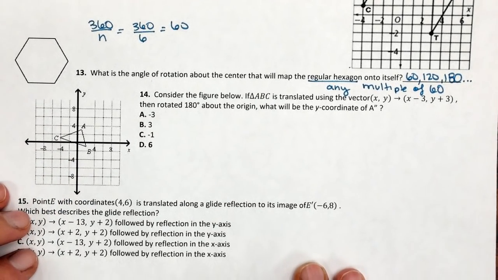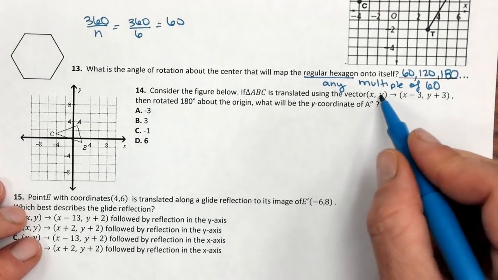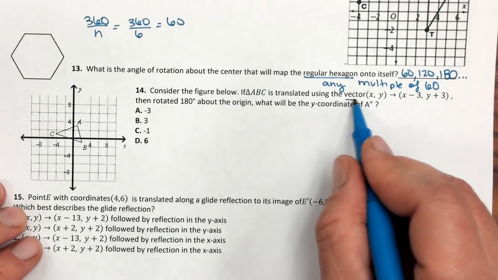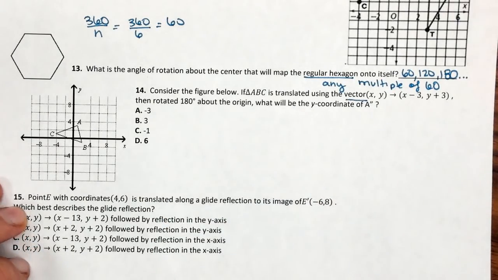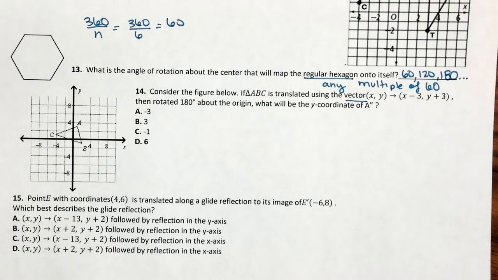Consider the figure below. Triangle ABC is translated using the vector. So this is how we describe movements, right? This is just a translation. I know they threw in a new vocabulary word. This is just a translation. And then rotated 180 degrees about the origin. What is the y-coordinate of A? What is the y-coordinate of A prime?